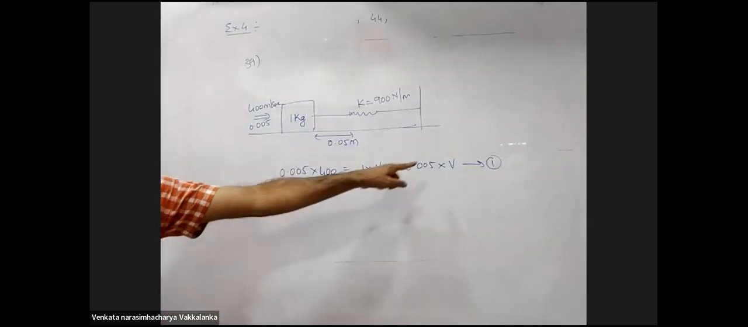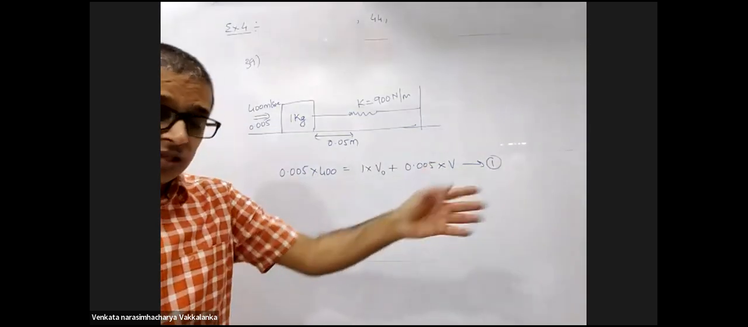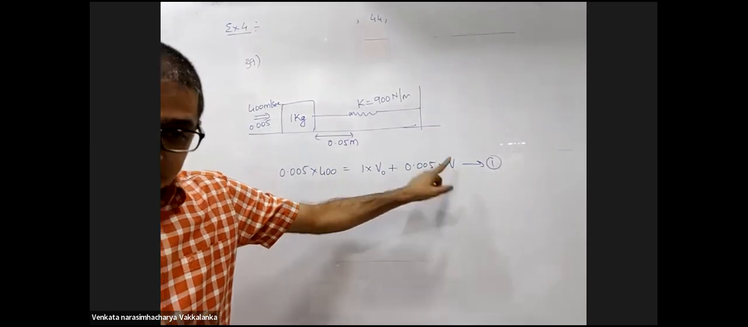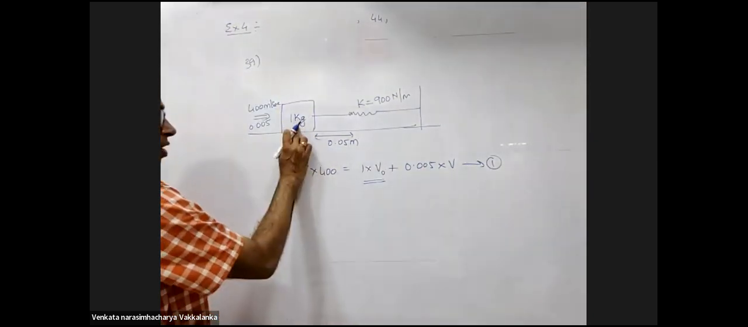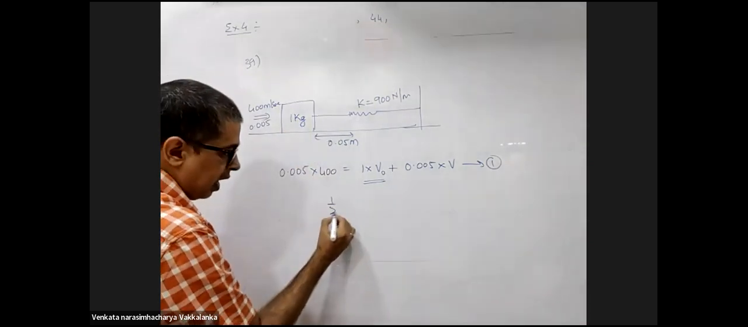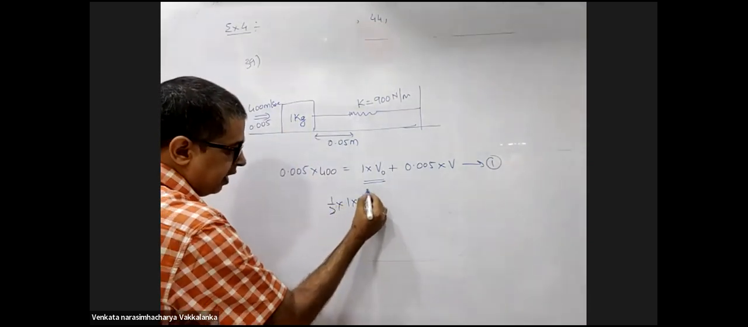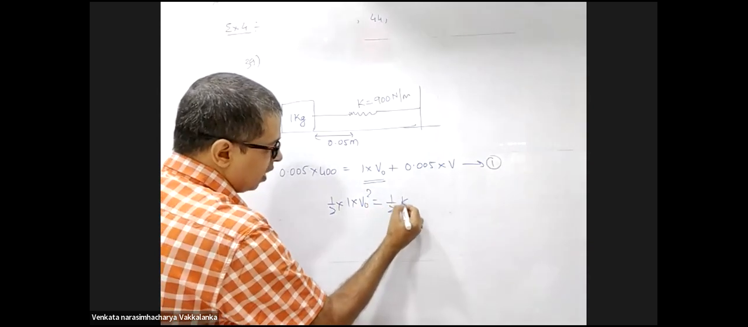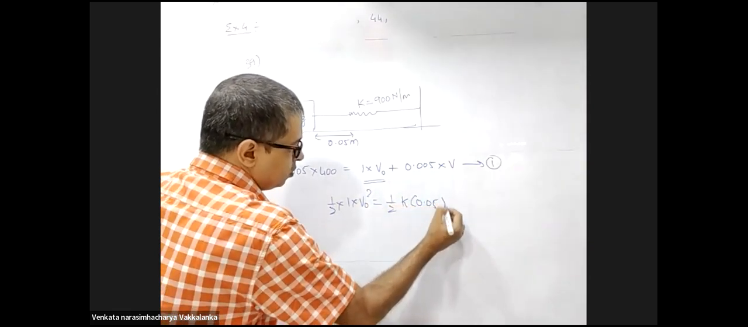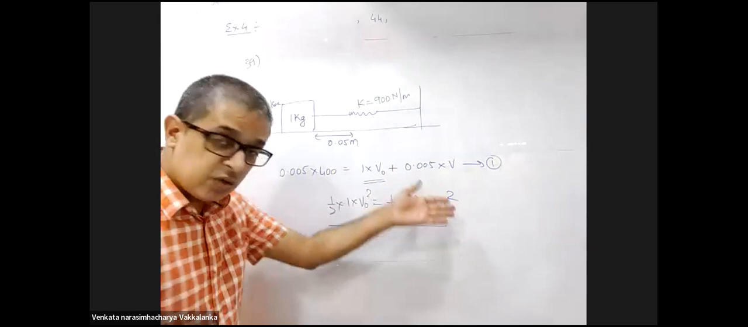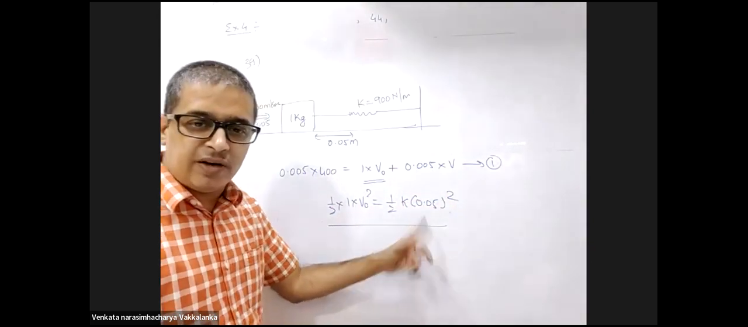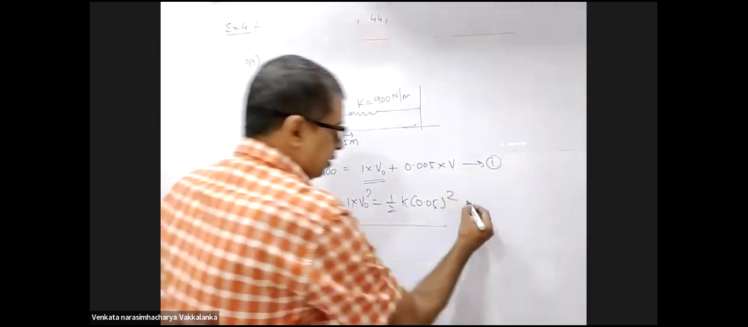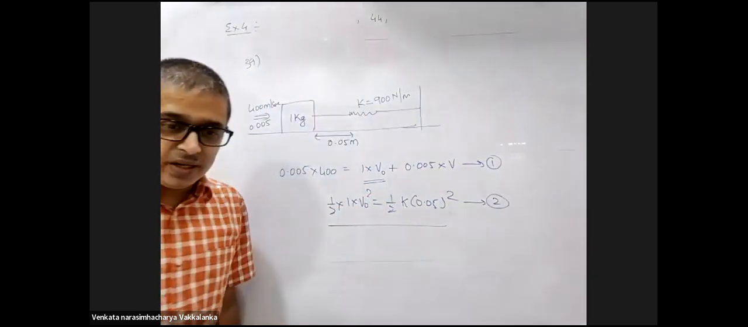I have two variables, v0 and v. The bullet emerges out with a velocity v. Probably that is what he's asking you to calculate. Now, this v0 is the velocity of the 1 kg block. Half into 1 kg into v0 square is half k 0.05 whole square. It comes to rest. Final kinetic energy, initial kinetic energy, difference will go into half kx square. Two equations, two variables.